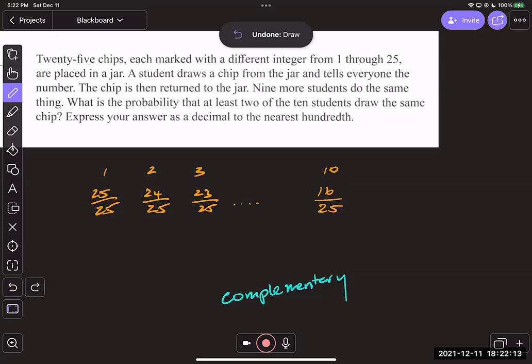So why is it 16 and not 15? Because the first person, you didn't subtract 1 from 25. Right. First person did not subtract 1, so only persons 2 through 10 get subtracted by 1 each. So that's why it's 16 out of 25. So now we just multiply all of these together.